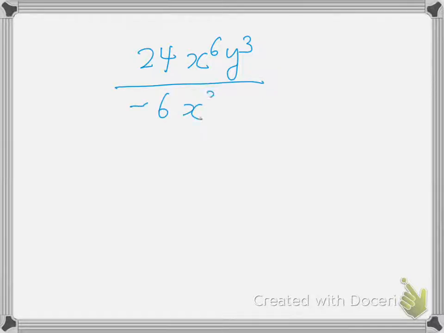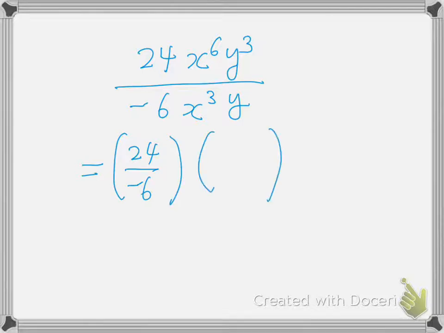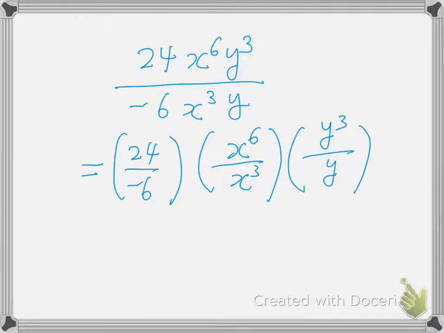A harder example. 24 x to the 6 y 3rd power divided by negative 6 x cubed y. So like the multiplication example, we write down three parts separately. The number part, the x part, the y part. Again, there is a missing exponent for the y part.